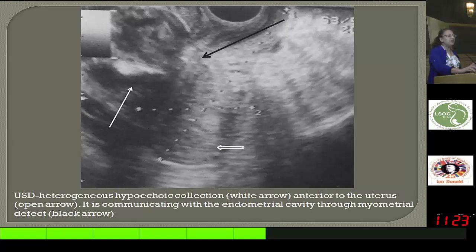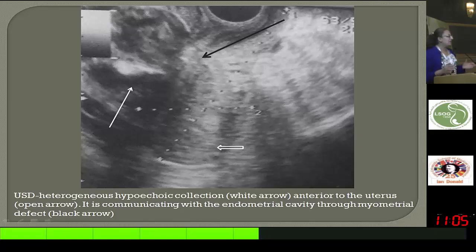I will skip here. This is an ultrasound, because I talked about that we need to have some ultrasound pictures. This is an ultrasound picture of the subfascial hematoma. Also, this is infected with an abscess, and there is gas in it.